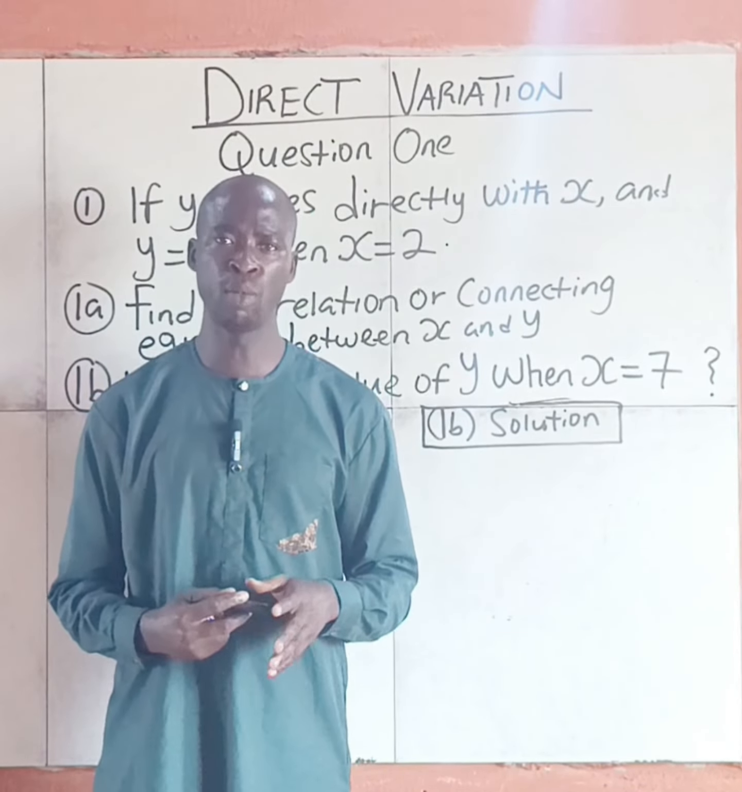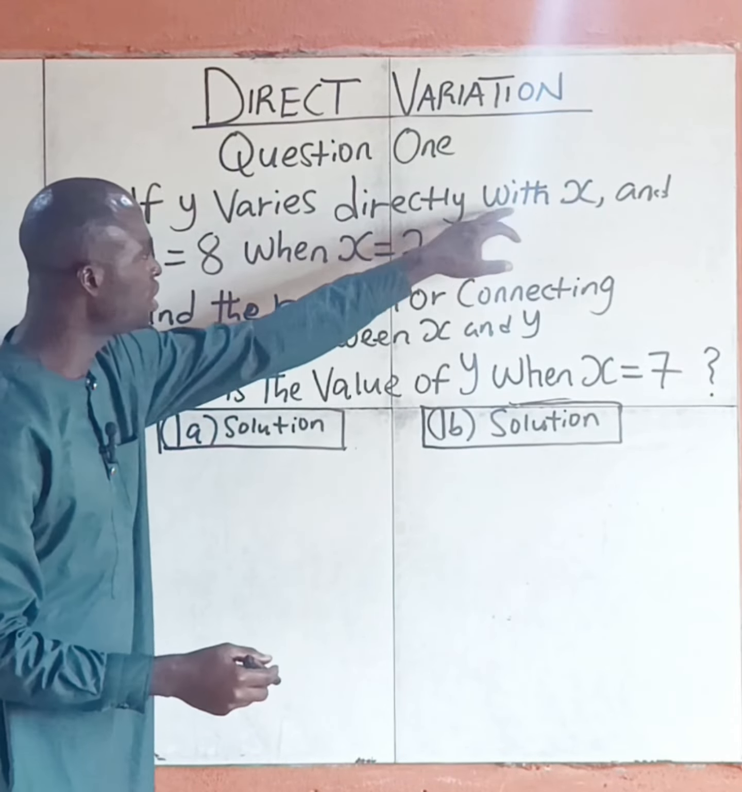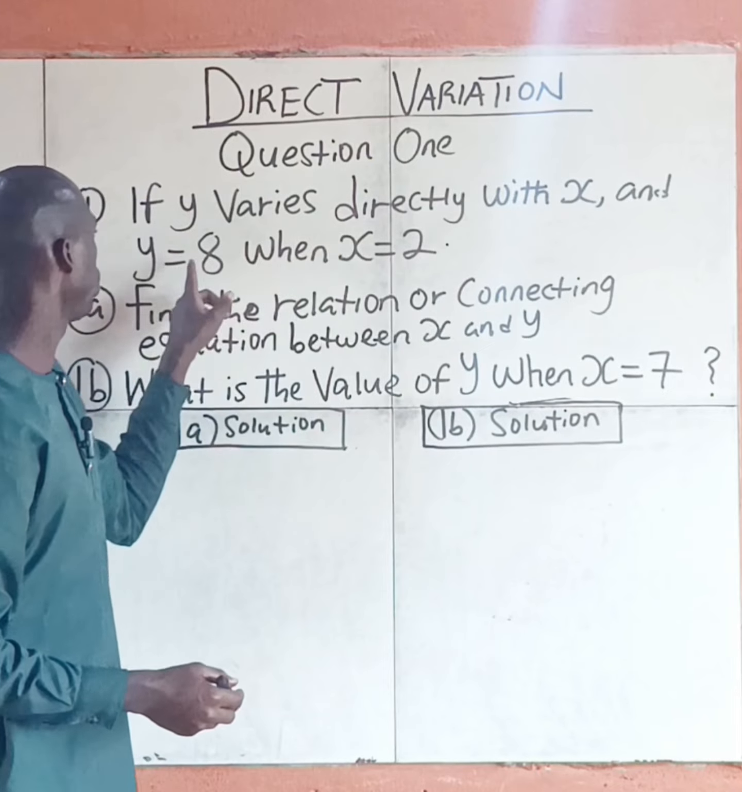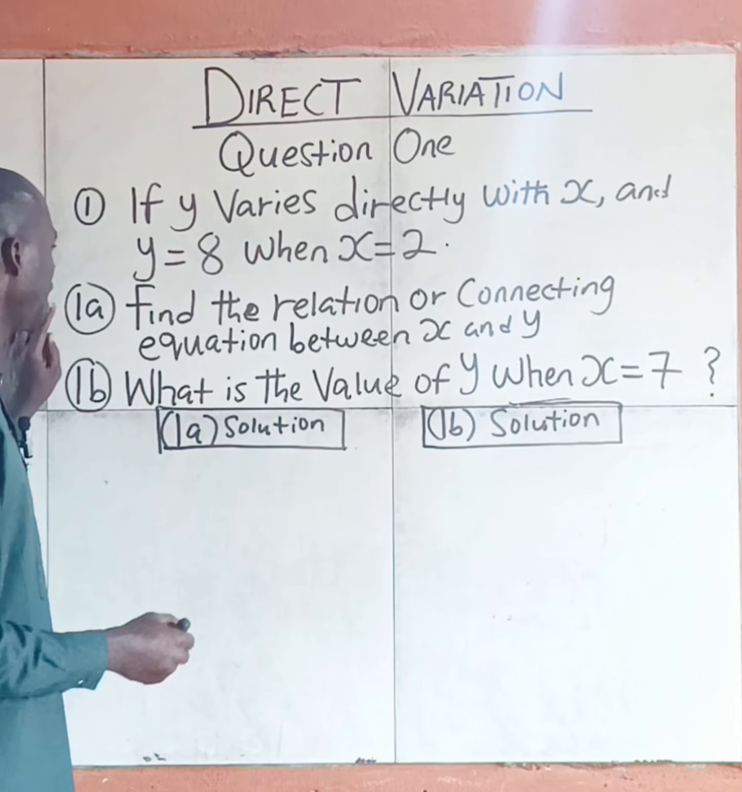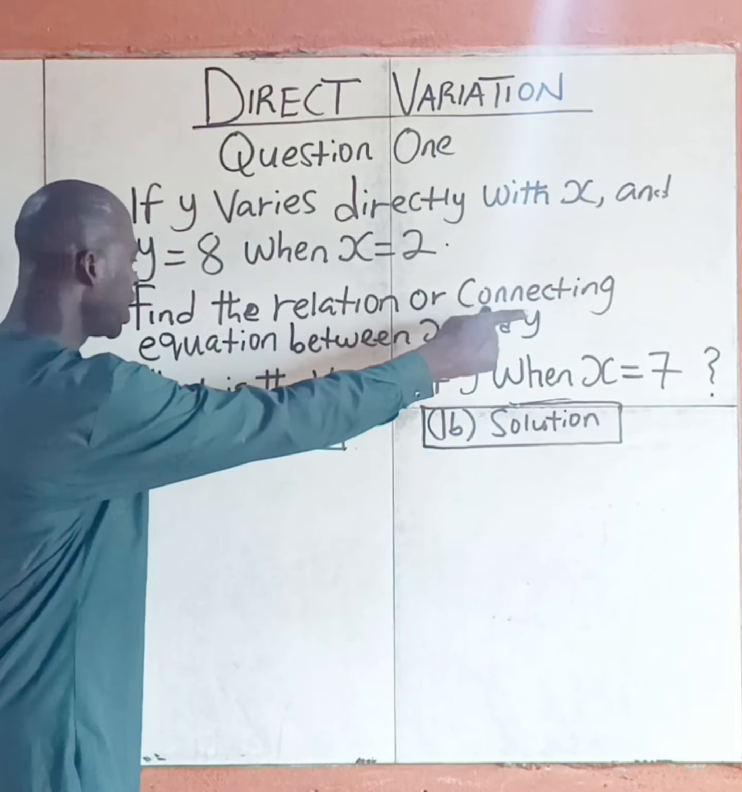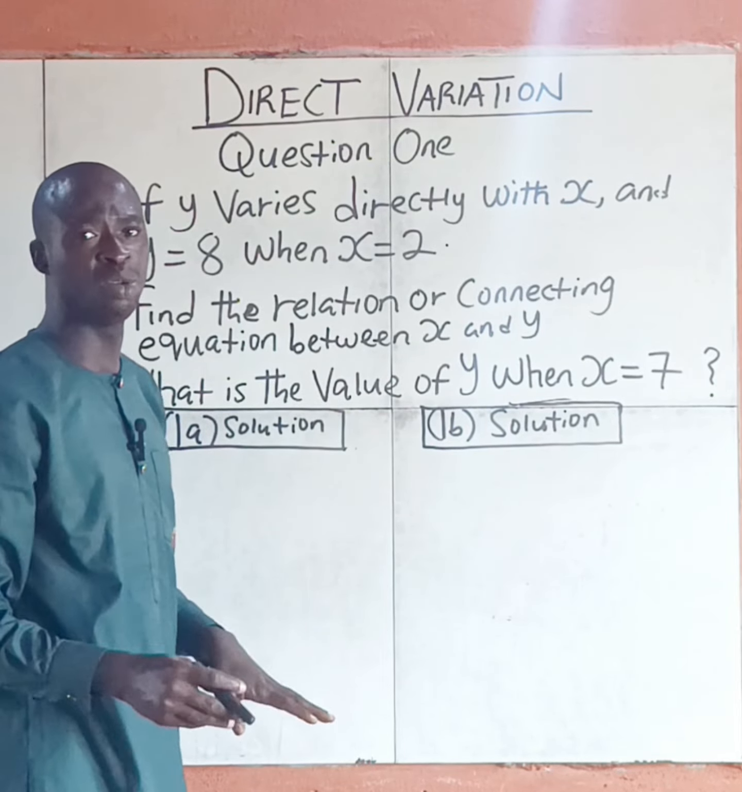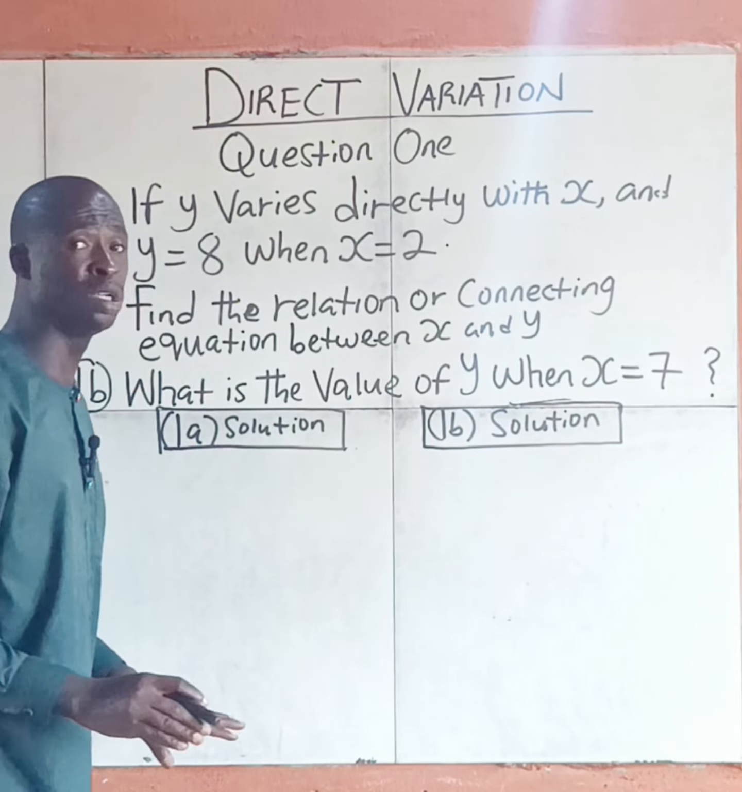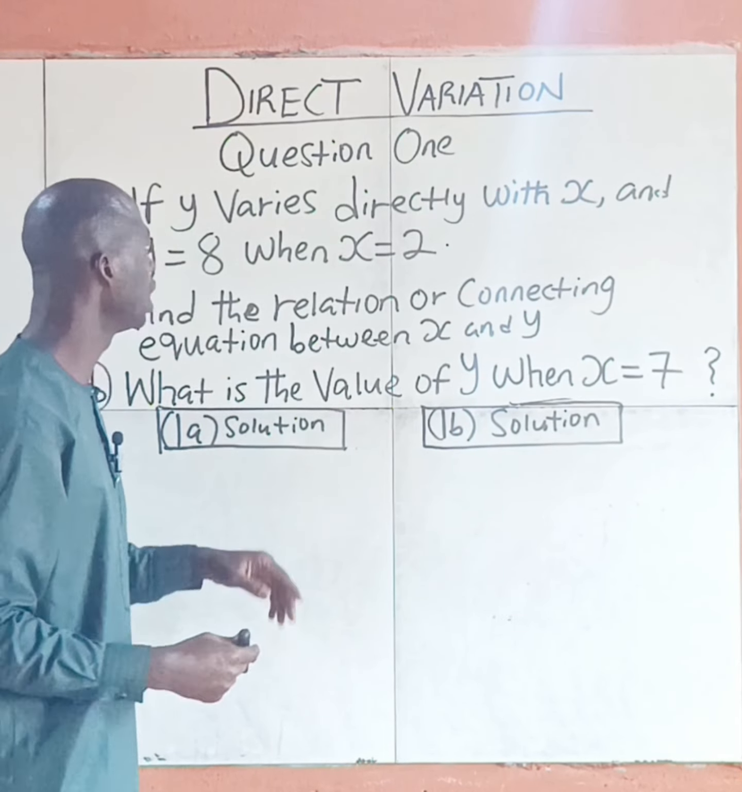Now, for problem 1a, the question says, if y varies directly with x and y equal to 8 when x equals to 2. Problem 1a, find the relation or connecting equation between x and y. Now, this is how it is clearly done. It's very, very simple. The very first thing you need to do, you need to follow the question accordingly in order to generate your formula.